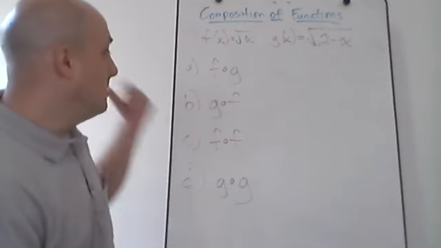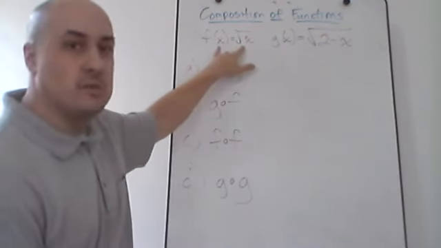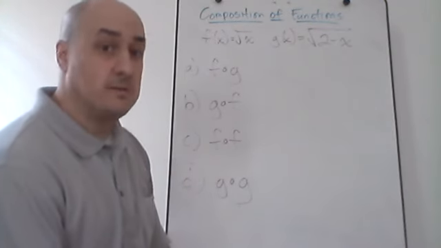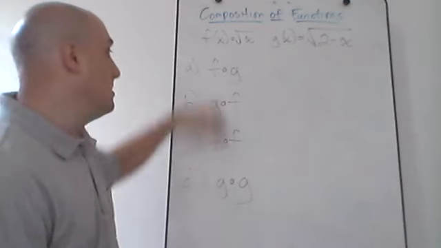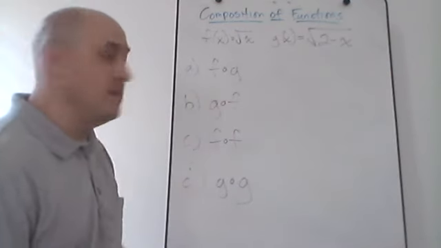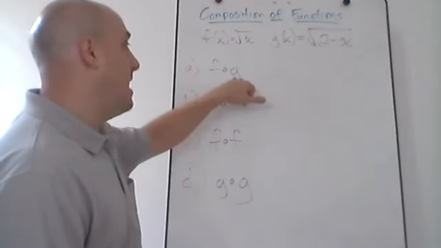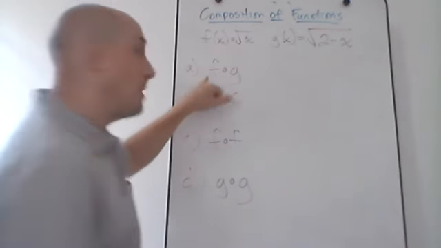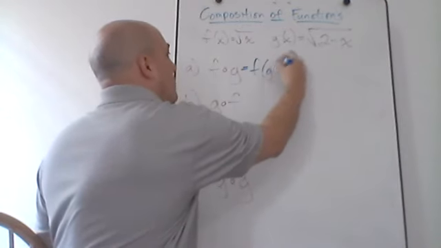All right, so for these first few examples, our two functions are f of x equals the square root of x and g of x equals the square root of 2 minus x. Those are the two functions, and I'm going to put together four different compositions. The first one is going to be f of g. When I'm doing a composition of functions, remember that the second function, the g function, is going to be the input to the first function, f. So f of g means f of g of x.